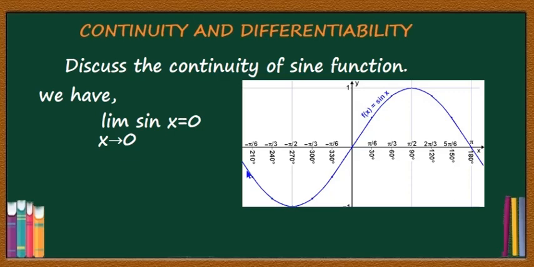As x tends to 0 from the right side of 0, that is x tends to 0 plus, you can observe that sine x becomes smaller and smaller and it will become 0. It approaches 0 from the right side. If x tends to 0 from the left side of 0, that is x tends to 0 minus, then also sine x approaches 0. Thus we will have limit x extends to 0 of sine x equal to 0, and you should use this result for discussing the continuity of the sine function.